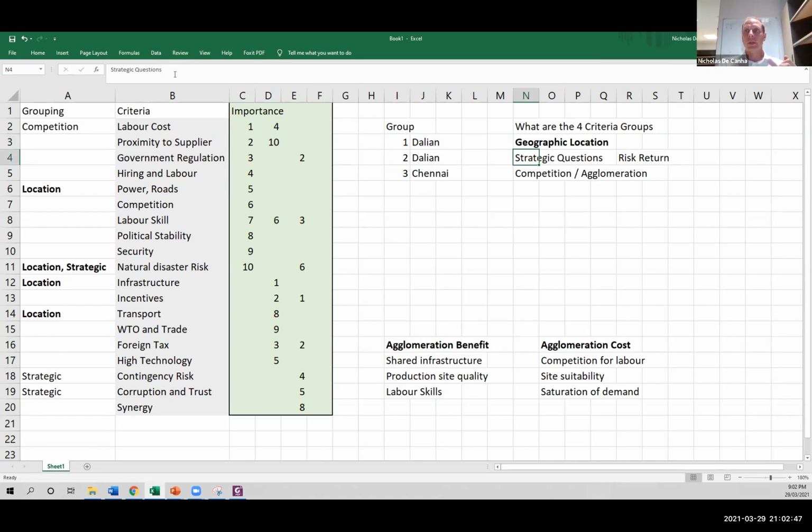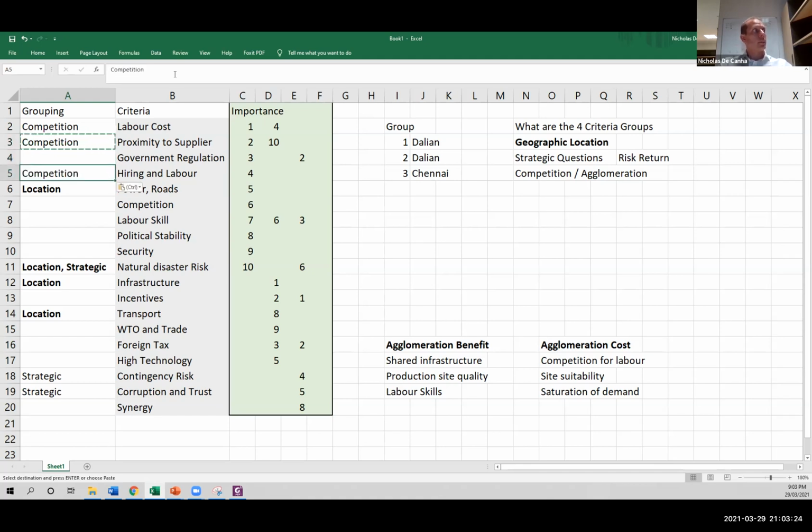Am I close to a port? As you've seen, somebody mentioned Dalian is close to many other suppliers, but Chennai is potentially the furthest away. So competition and agglomeration is really talking about labor cost, but proximity to supply is the same thing. If you went to Bangkok, proximity to supply is much better. If you go to Dalian, it's better. If you go to Chennai and Ho Chi Minh, it's lower.